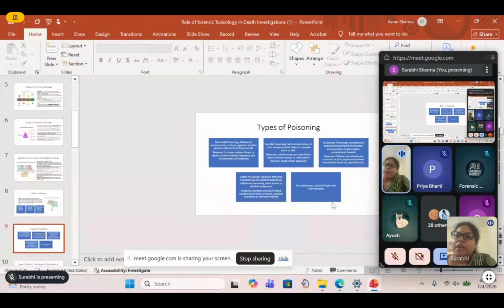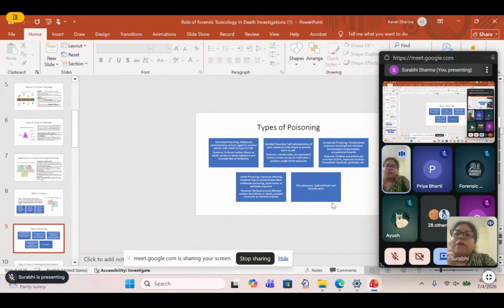Then we have cattle poisoning, which is exposure affecting livestock due to contaminated feed. You must have seen many houses which have an oleander plant. Now, the Hindi name is kaner ka ped. You must have seen it in many fences. The reason that plant is kept in the fences is that it acts as cattle poison. Those plants are planted in the fencing of houses to protect that particular house from cattle.